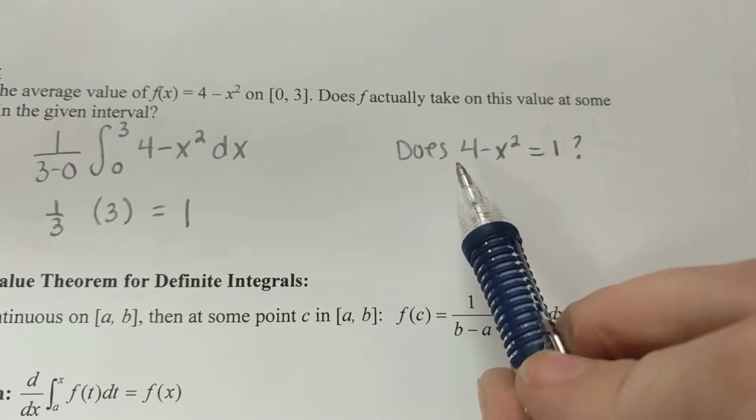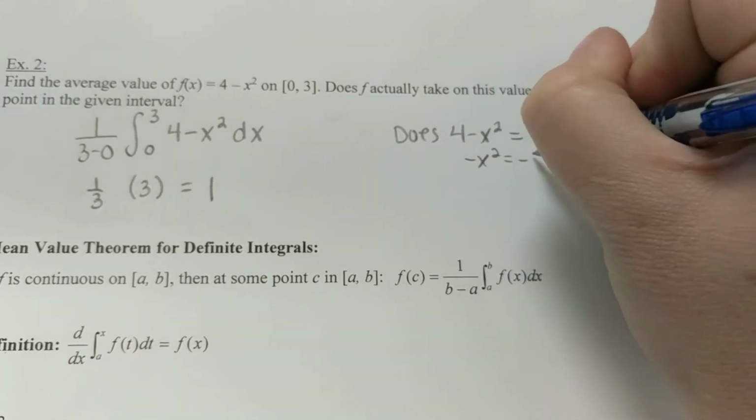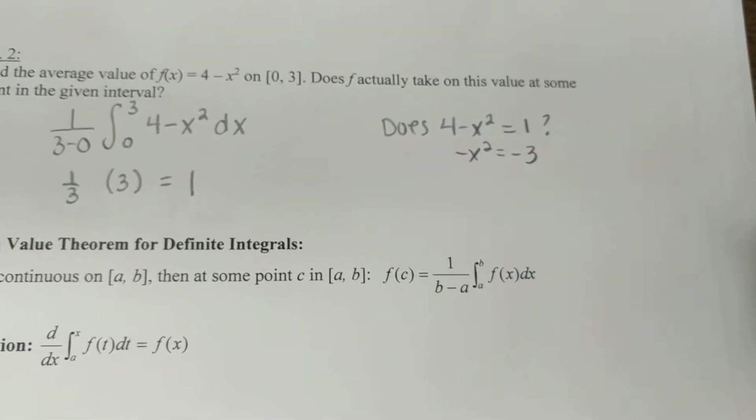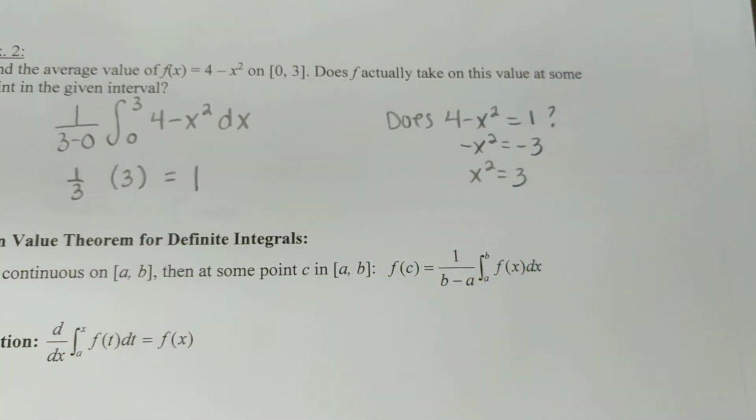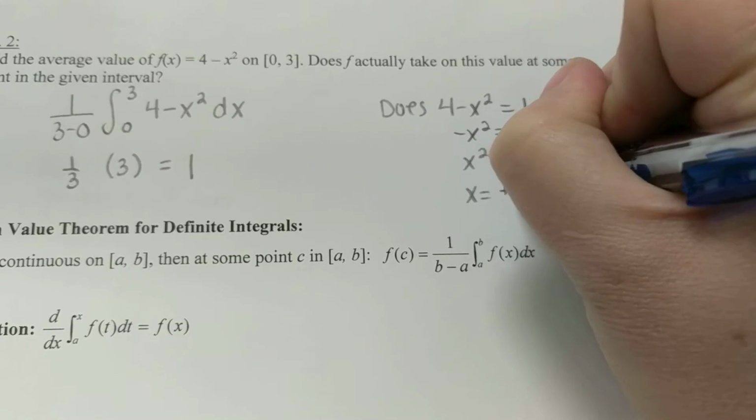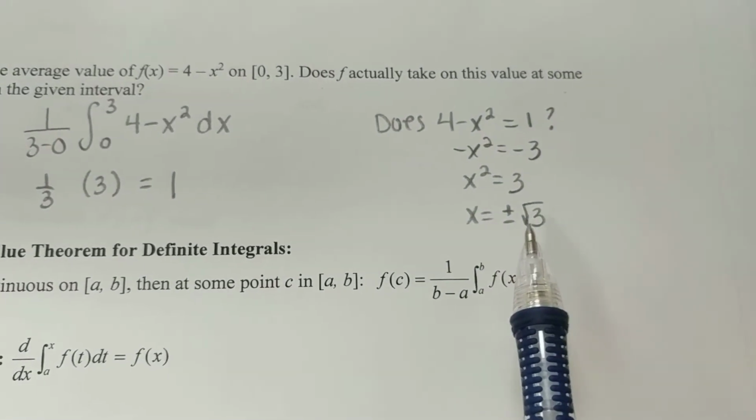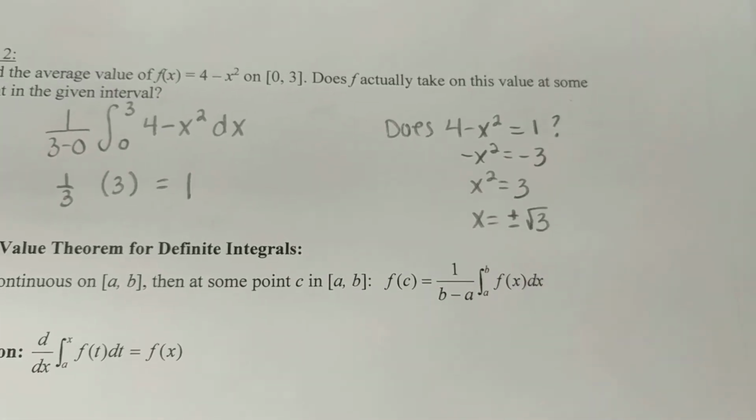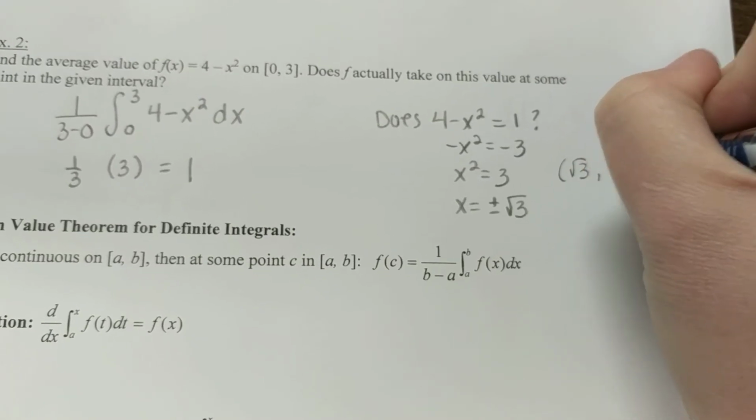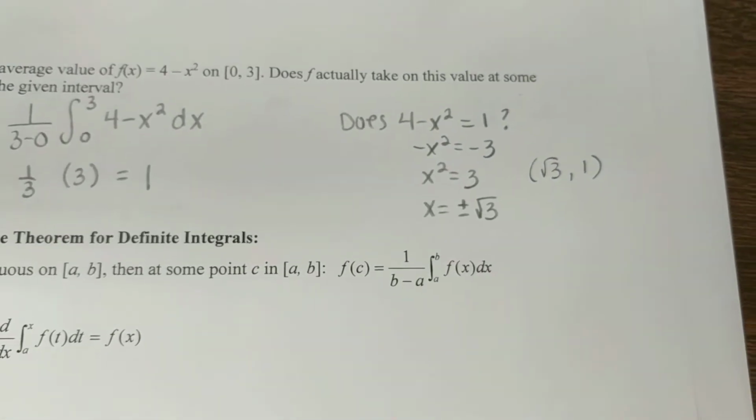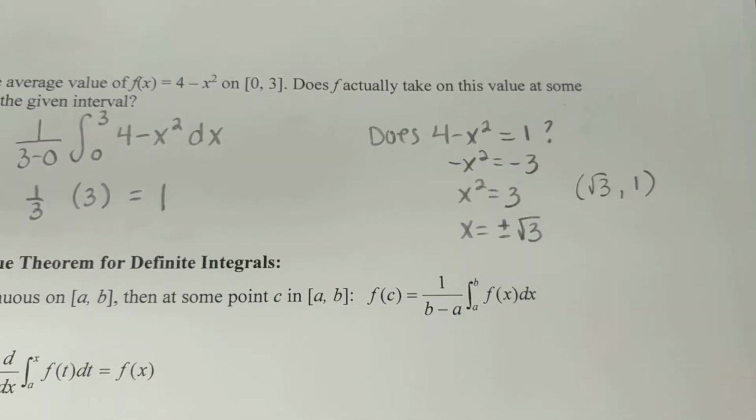So let's do the algebra. If I subtract 4, then I get negative x squared equals negative 3. If I divide by a negative 1, I'm going to get x equals plus or minus the square root of 3. And I just need to know, is one of these two answers in this interval? And in fact, yes, positive square root of 3 is in that interval. So the ordered pair square root of 3, 1 would satisfy that condition.